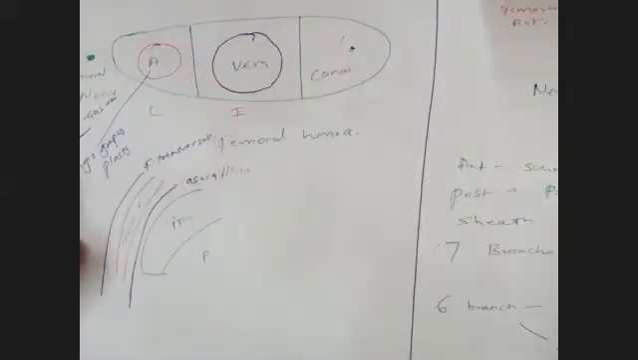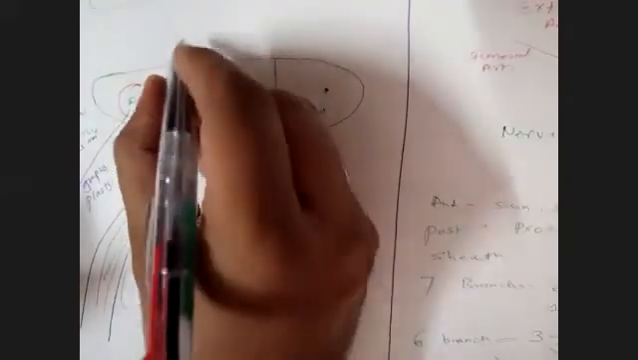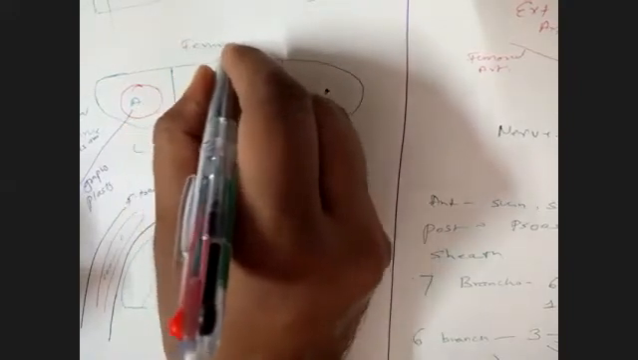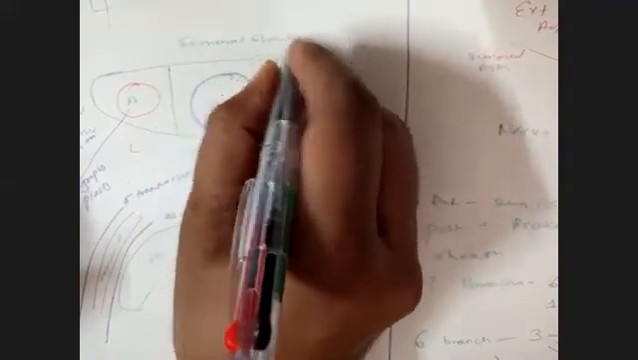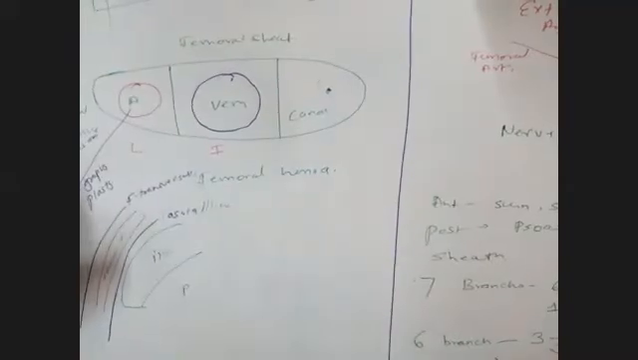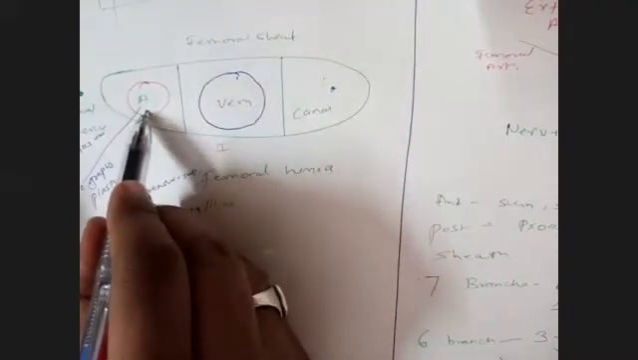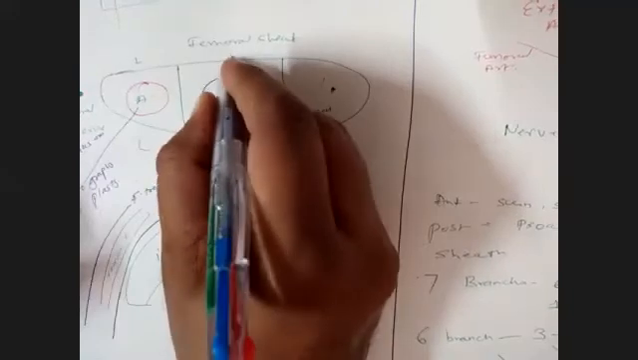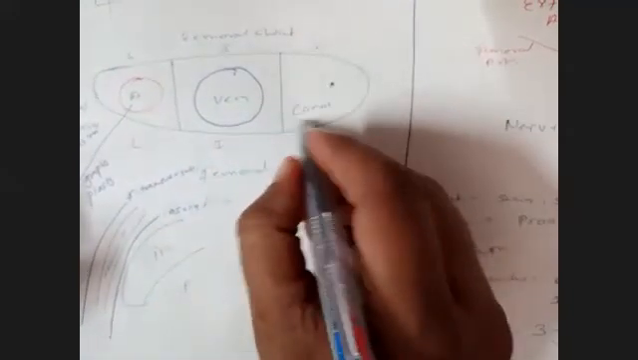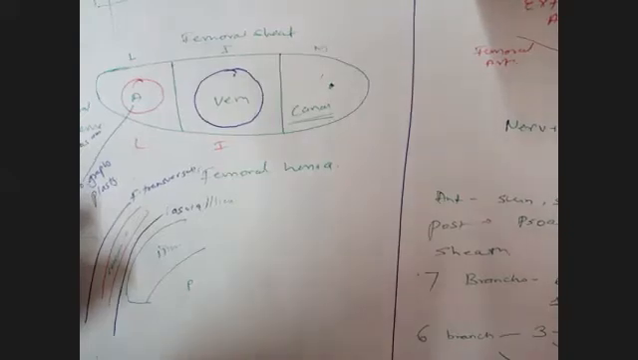So when I take a section and see, I see the femoral sheath. What I have drawn here is the femoral sheath. In the femoral sheath, there is femoral artery laterally, in the intermediate compartment there is femoral vein, and in the medial compartment there is nothing, and therefore that area is called the femoral canal. And it is through this femoral canal that the herniation takes place.